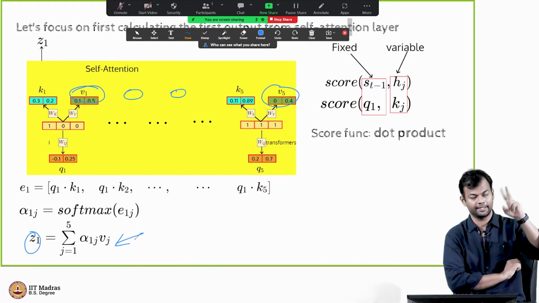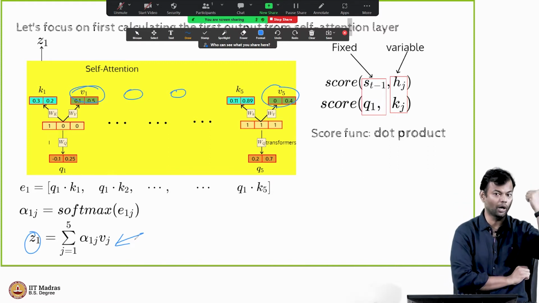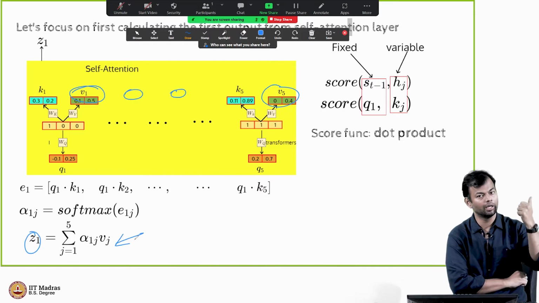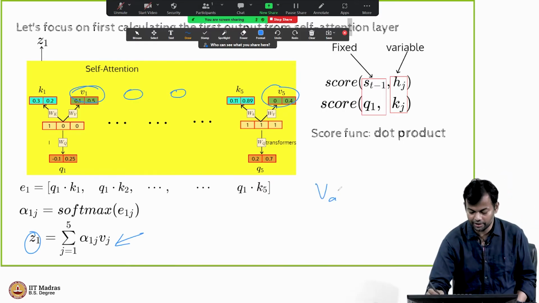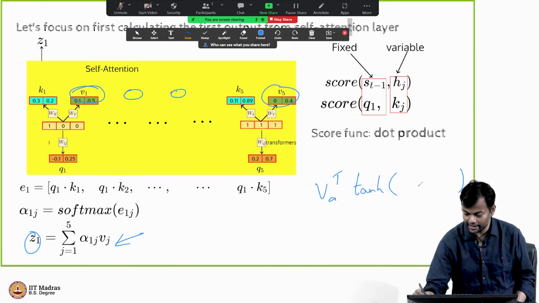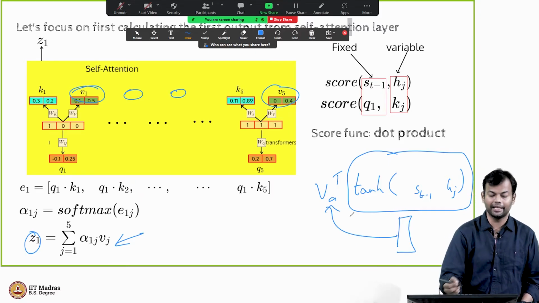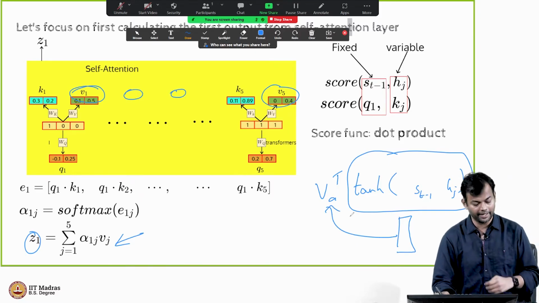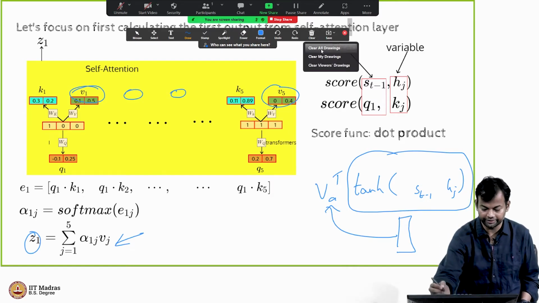Q and k participated in computing the alpha, and then there was a v. Just as you had a v sitting outside, if you remember. You had this v getting multiplied by everything that was happening inside. So you had this va transpose tan h of something, and this is where st minus 1 and hj were. So they were participating in computing this, and finally you get a vector and then you multiply it by this. So similarly now the vj's here are participating in the final computation that you have.